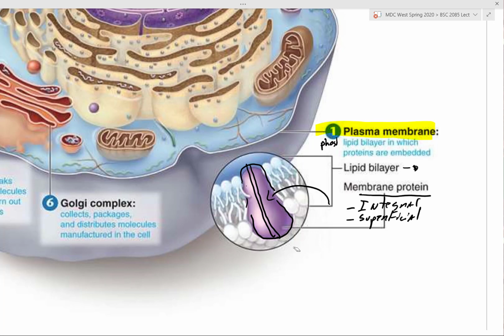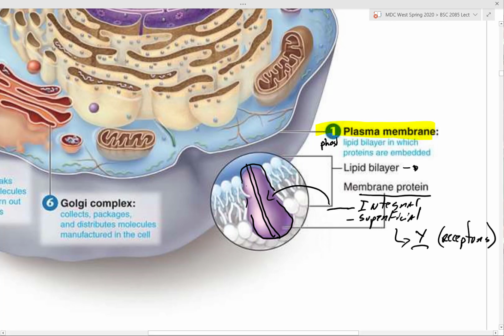Integral or superficial. Now, the superficials are going to be used mainly to bind to what? To cell, and that little Y means what? To cell receptors. Okay? Remember the receptors that we talked about at the beginning? That's the way that the cell interacts.